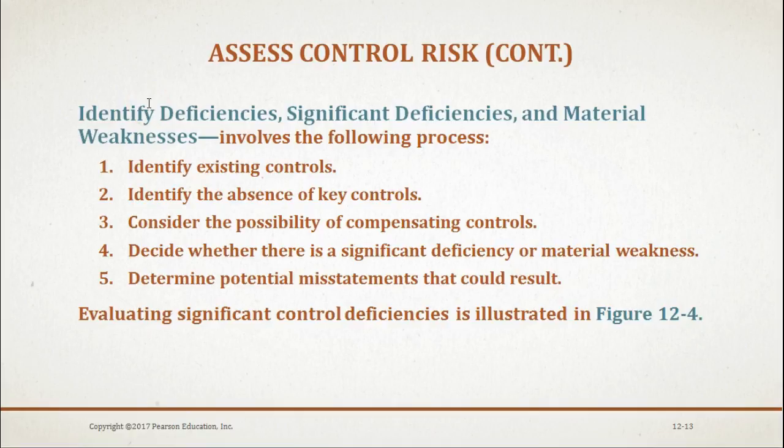A 5-step approach can be used to identify deficiencies, significant deficiencies, and material weaknesses. The 5 steps are the identification of existing controls, identification of the absence of key controls, considering the possibility of compensating controls, deciding on whether there is a significant deficiency or material weakness, and lastly, determining potential misstatements that could result because of the significant deficiency or material weakness.